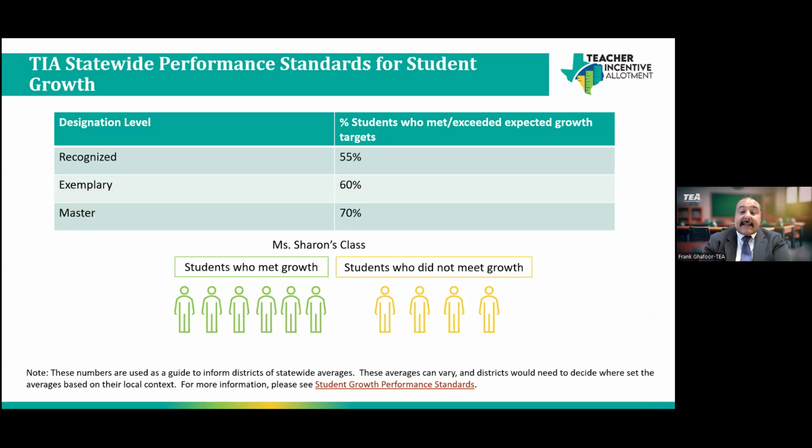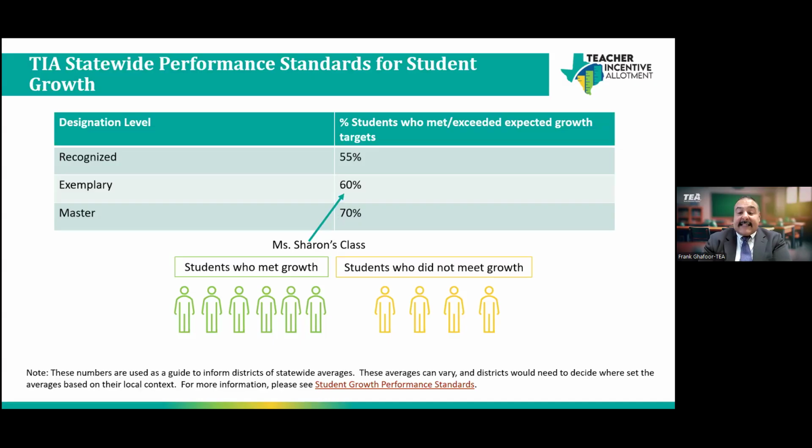If we just take a look at the example right here, we have Miss Sharon's class. She has around 10 students in her class. 6 of those students met their growth target, 4 did not. Based off this, Miss Sharon would be considered an exemplary teacher as long as she also met that standard of exemplary on her teacher observation scores as well.